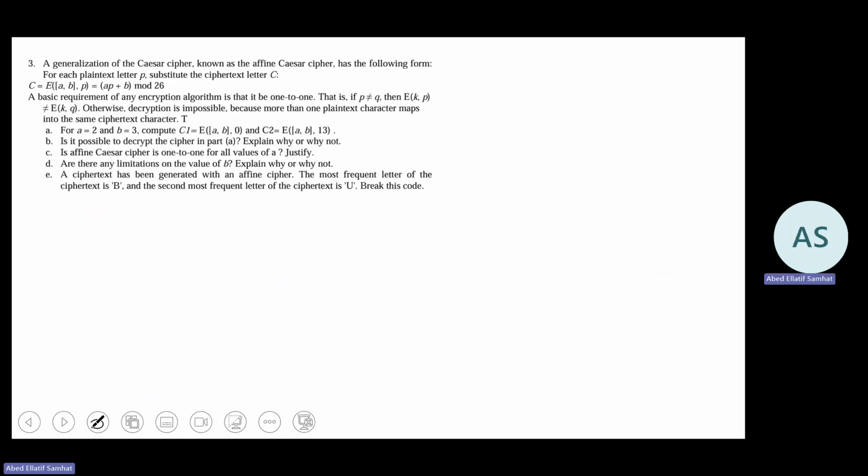For exercise 3, it's a kind of generalization of Caesar cipher. We call it affine Caesar cipher, and it has the following form. For each plain text P, substitute P by a ciphertext C, where C equals A times P plus B modulo 26. So we multiply the plain text by A, then we add B, and after that, we apply modulo 26.